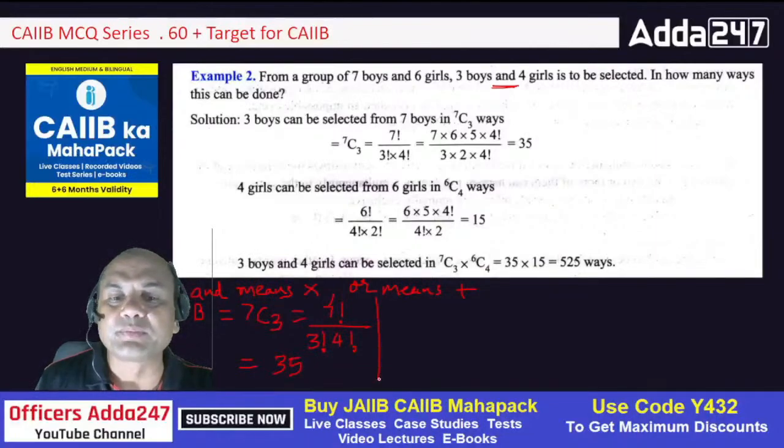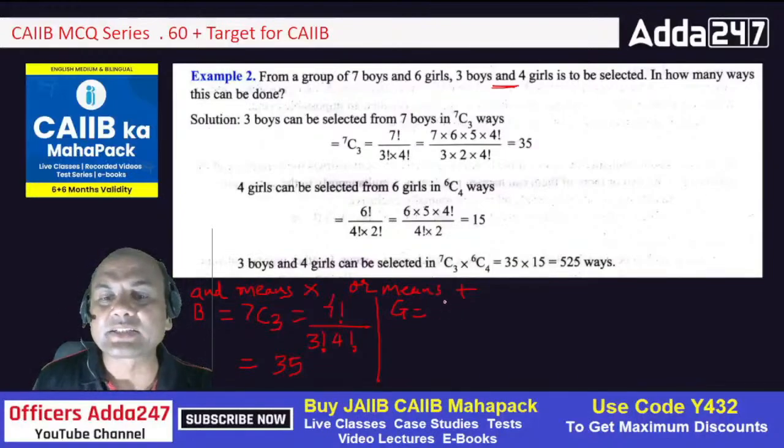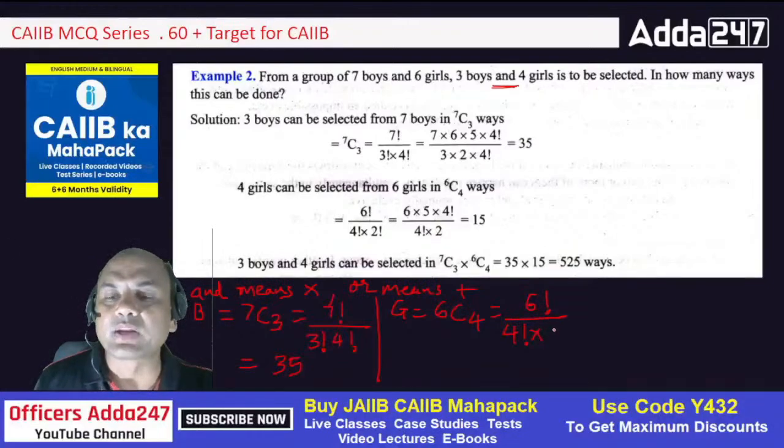What about this? Girls. Girls is what? Give me the figure over here. How do I write it? 6C4, right? So what is 6C4? 6 factorial upon 4 factorial into, give me now, what is over here? Into, what should I write? 2 factorial. Correct.